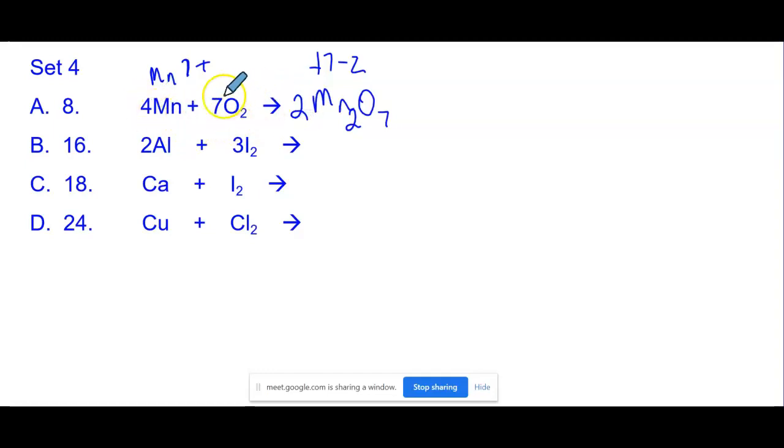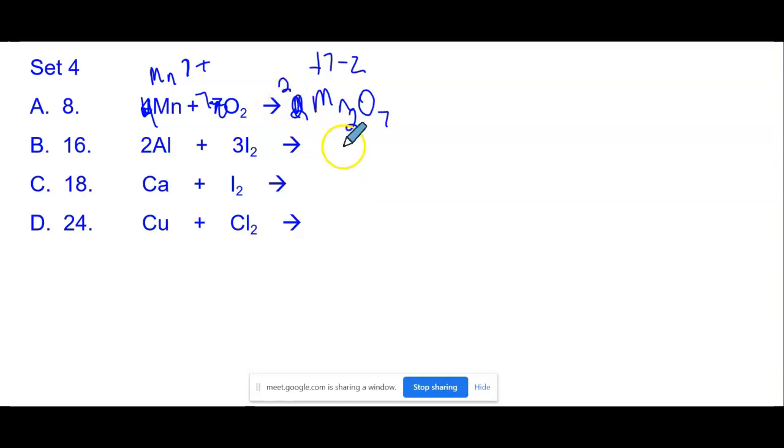I know these numbers are misleading, but if I didn't have this here, and I didn't have this here, and this wasn't here yet, I would have seen I had 2 and 7 oxygen, so I had to get them both to 14. So I would put a 2 here and a 7 here. Then that would have given me 4 Mns, and that's how I got the 4 there. Okay, that one feel okay? Can we go on to set 5, or do you want to see another one of set 4?